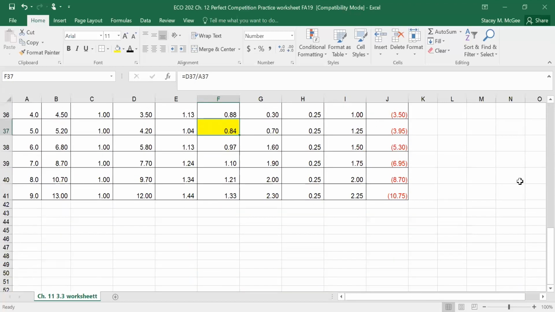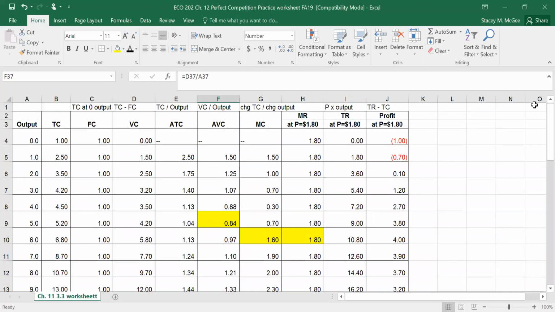I really think this is one of those worksheets where you need to do it yourself in order for it to make sense. If you watched me do this and you hadn't done it on your own, I feel like you really need to do it, not just watch it, for it to make sense. So I'm going to stop the recording.